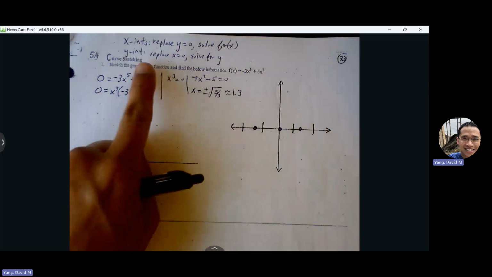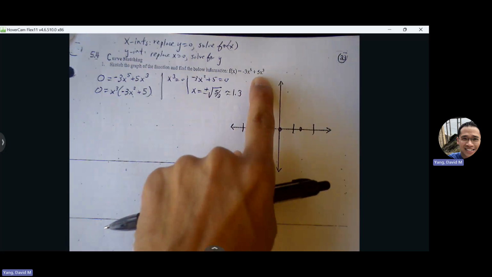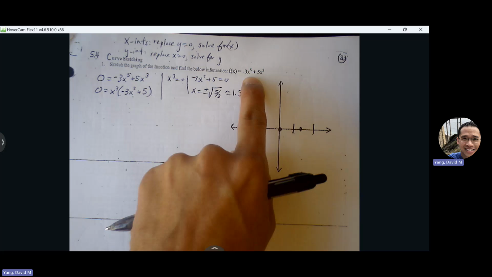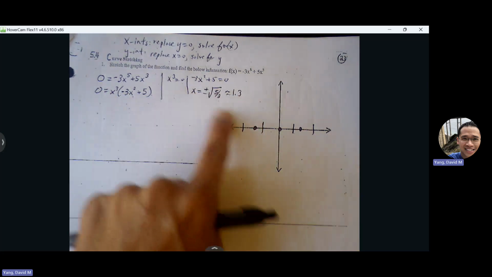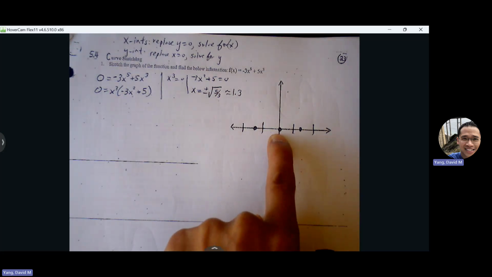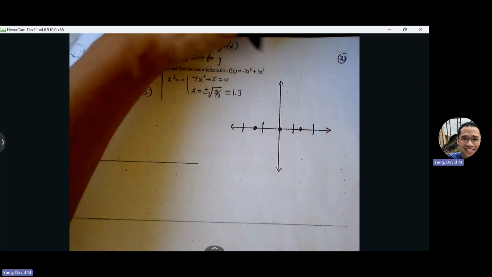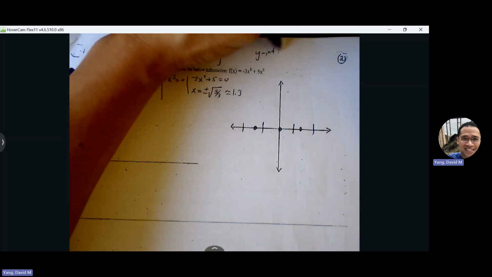To find the y-intercept, I'm going to replace x with 0. But if I replace x with 0, my y will just be 0. And that's a duplicate. We already found that the origin is an x-intercept, so the origin is also going to be a y-intercept. So the y-intercept will be the same spot, 0, 0.